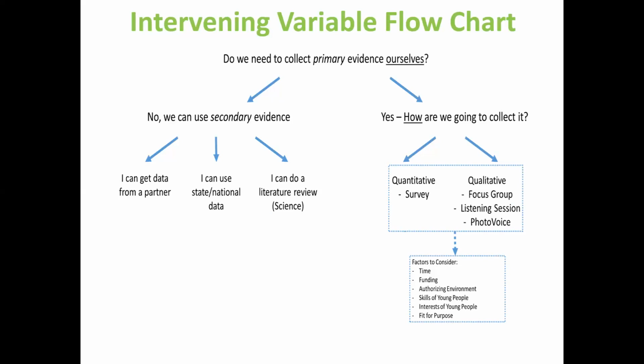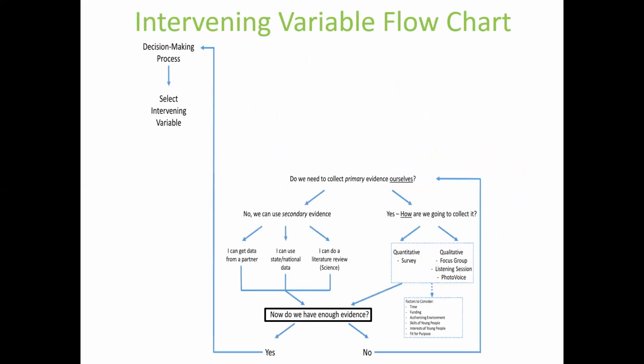After you've made the decisions at this next level and have either acquired your primary or secondary data, you again need to determine if enough evidence exists to begin the decision-making process. If the answer is no, then you need to return to the question of what additional evidence is needed. If the answer is yes, then it's time to move through the decision-making process. Some additional considerations your young people may consider when selecting the intervening variables they will be focusing on include the community readiness and also their capacity to address the intervening variables. So how feasible is it?